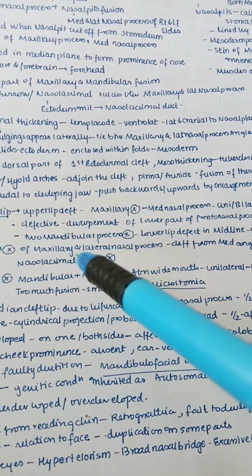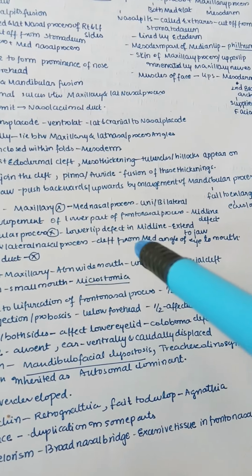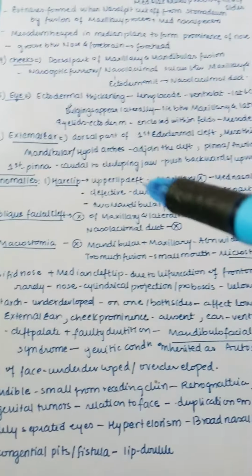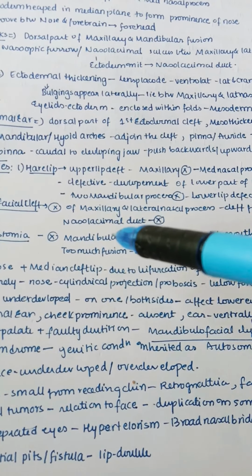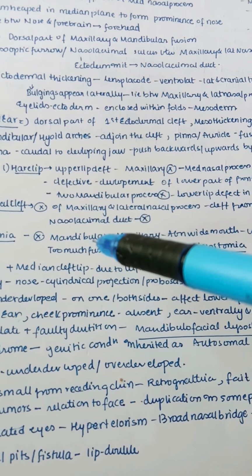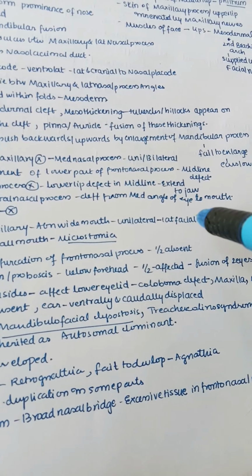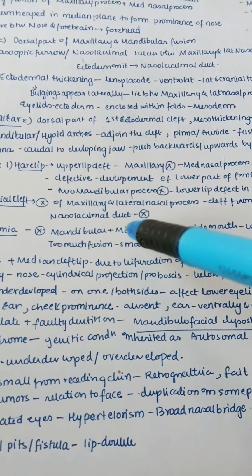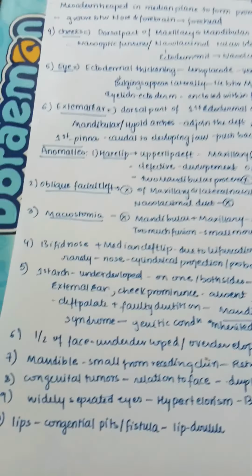And the two mandibular processes are also not fusing here, and the lower lip defect in the midline is also extending to the jaw. Next let us move on to our oblique facial cleft. So here what happens is the maxillary process is not fusing with the lateral nasal process, and the cleft is formed from the medial angle of the eye up to the mouth, and even the nasolacrimal duct is absent.